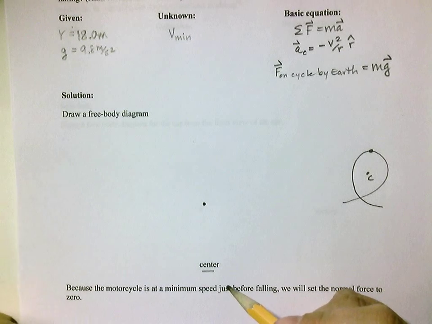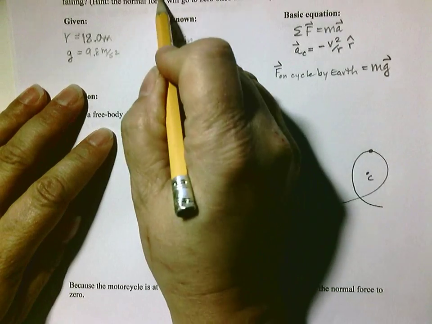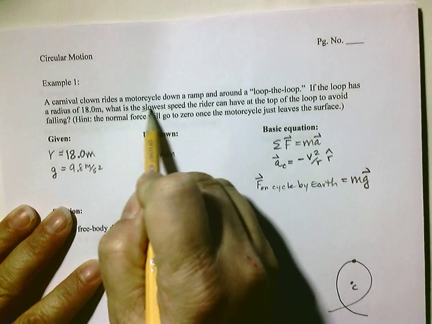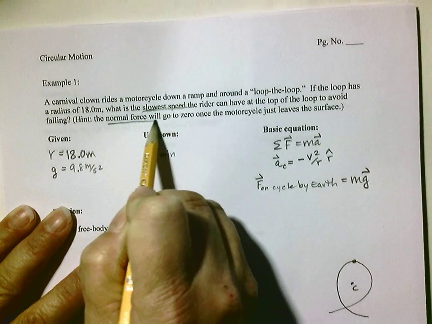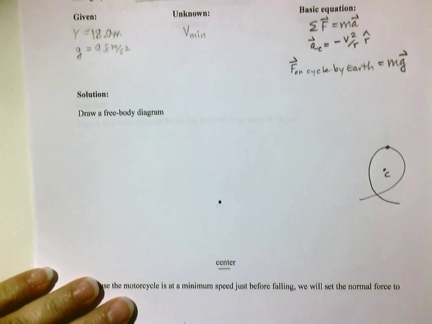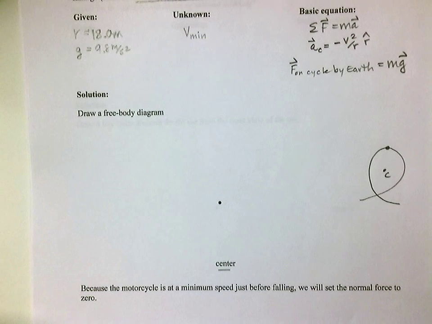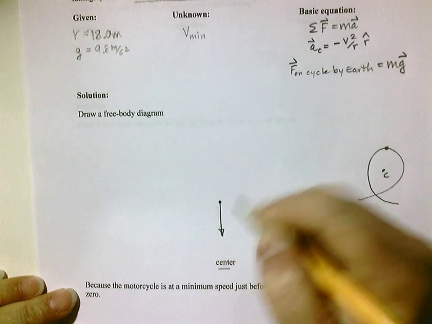Now that's a trick. You may be saying, well, it's the ramp, of course, or the loop-the-loop. And that would be true, except we want to have the slowest speed possible. That's going to occur when that normal force just goes to 0. So the ramp is no longer touching at the very top. That's going to be the minimum. What's acting at a distance? The Earth.